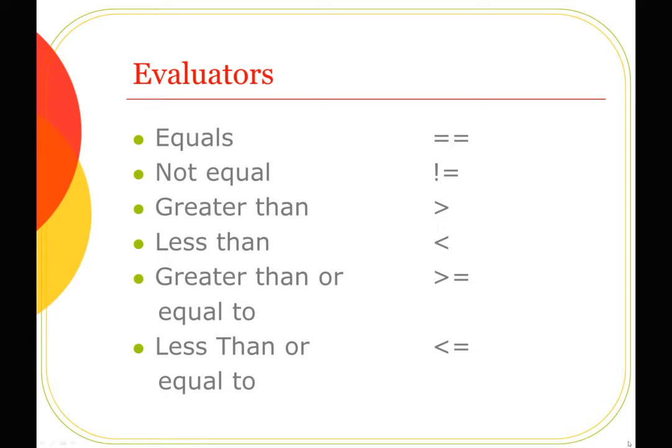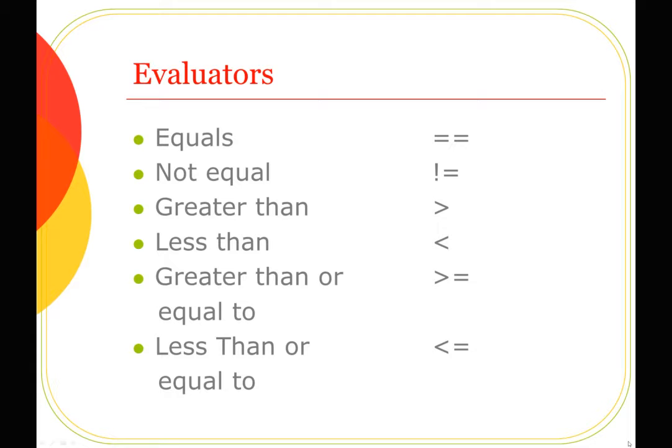Not equals. The exclamation mark and equals. Now I just said you have to have two equal signs, but there's one here. But you also have a not, or a bang. That's what the exclamation mark is called amongst programmers. Bang. Or we say not. When you see the exclamation mark, think not. So in this case, not equal.